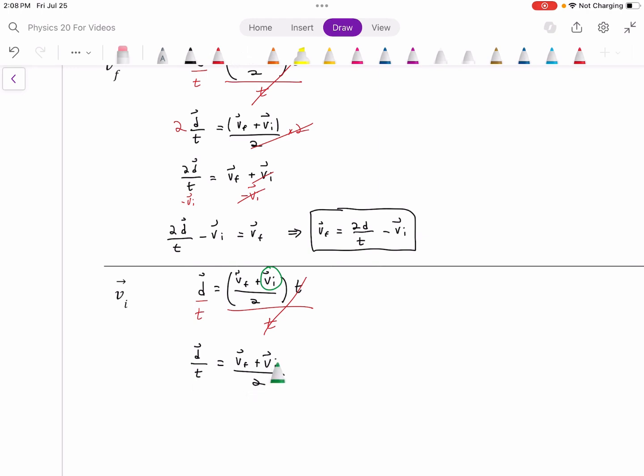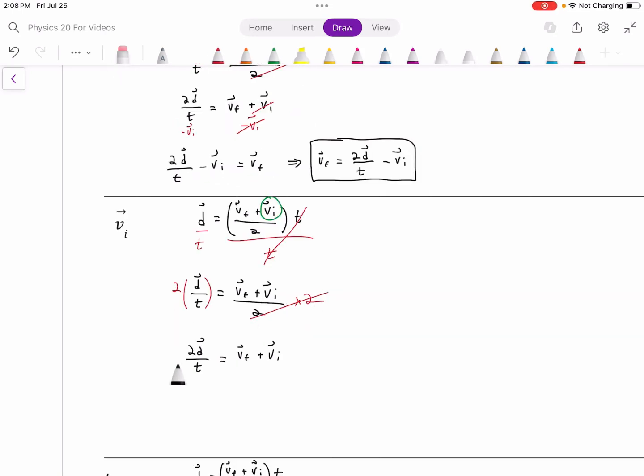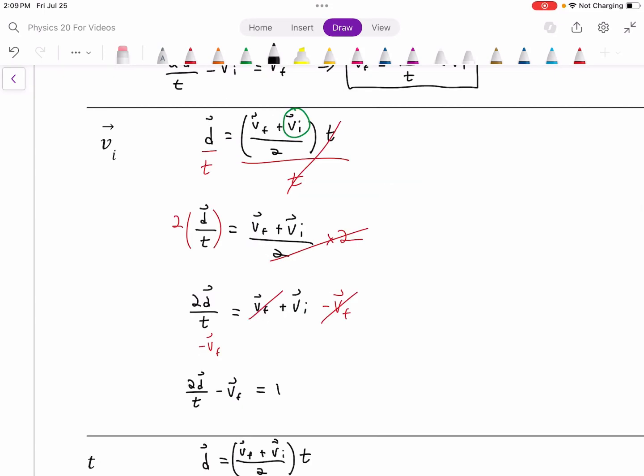Okay, now everything here is being divided by 2. To undo that, I need to multiply by 2. That's going to get rid of the 2 here and multiply this side by 2, and I'm left with just VF plus VI. I want to solve for VI. Right now, it is having VF added to it. So to undo that, I can subtract VF from both sides. And now all that's left on the right side, we did it, right? We undid all of the operations that were being performed to VI until it's the only thing on one side of the equation, and we've isolated it.